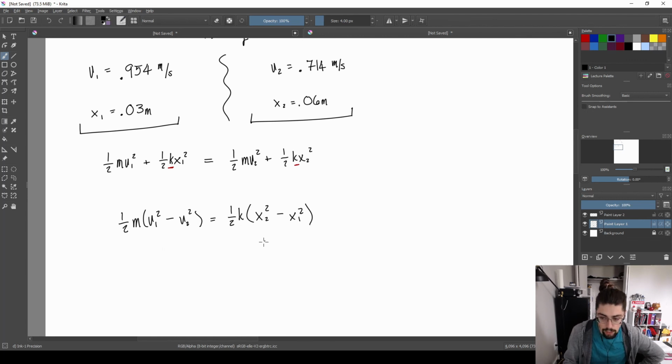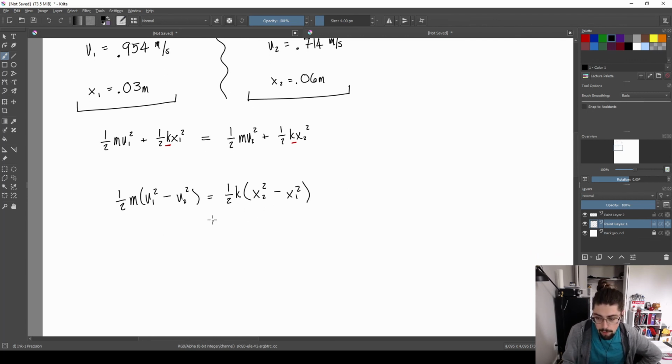Okay, we don't need those 1/2s, so I can get rid of those. I'm going to divide over by my x's, so that this is going to become v1 squared minus v2 squared divided by x2 squared minus x1 squared. Keep track of the algebra on this one because it's easy to get those flipped. Times the mass is equal to my spring constant k.